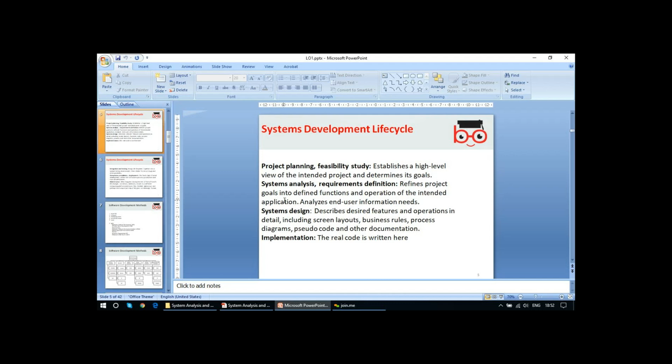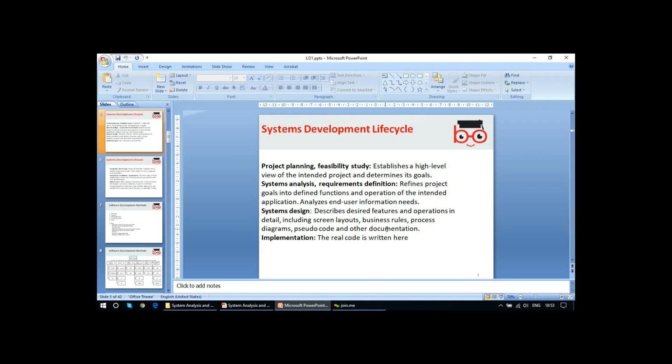In the analysis, we still write the number of modules and the use cases. Intended operations means use cases, what verbs would be carried out, and analyzed end user information. Is that clear? Then the design describes the desired features and operations in detail, including screen layouts, business rules, process diagrams, pseudo code, and other documentation. Is that clear what I said?